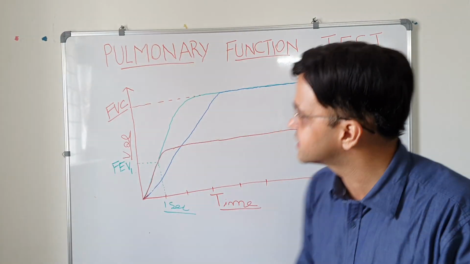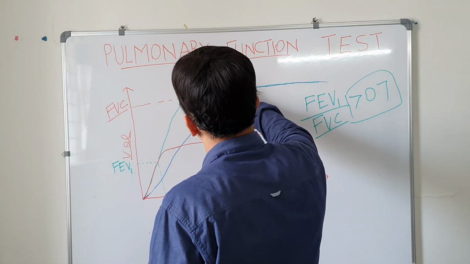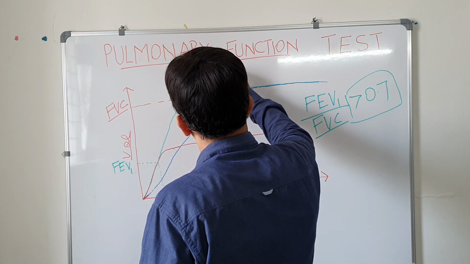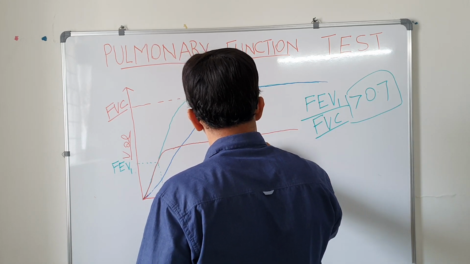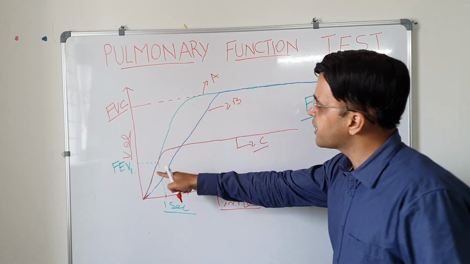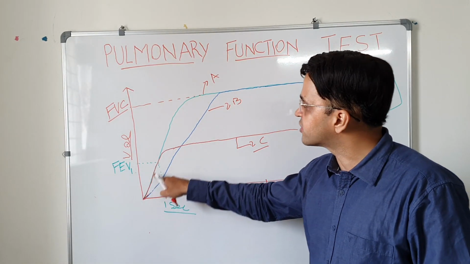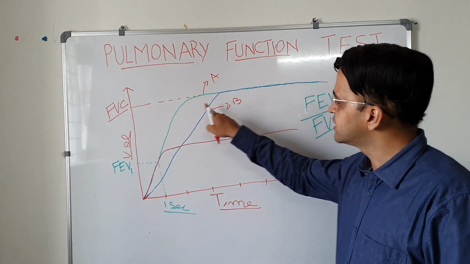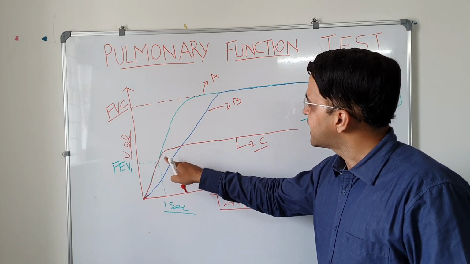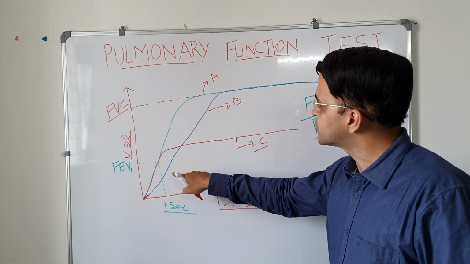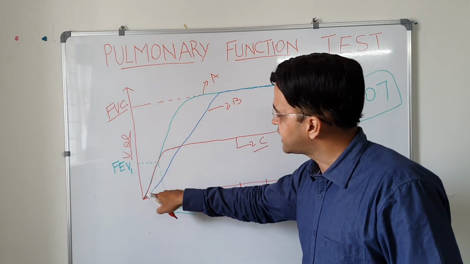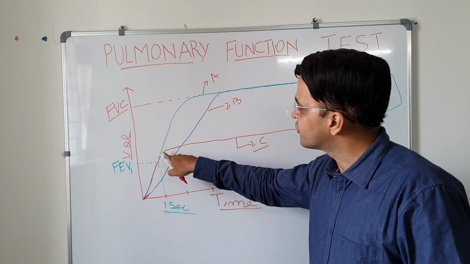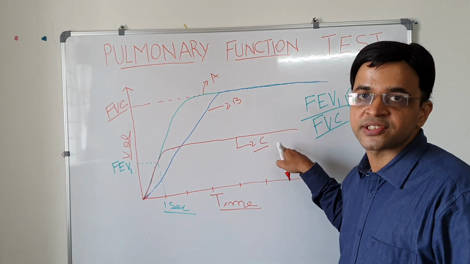So we'll just label it. We'll label it A, we will label it B and label it C. So our A represents the normal graph, and our B represents obstructive airway disease, and our C represents restrictive lung disease.